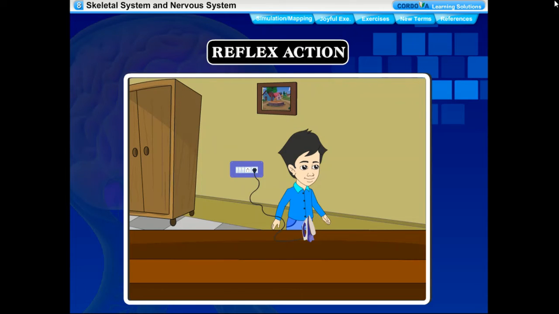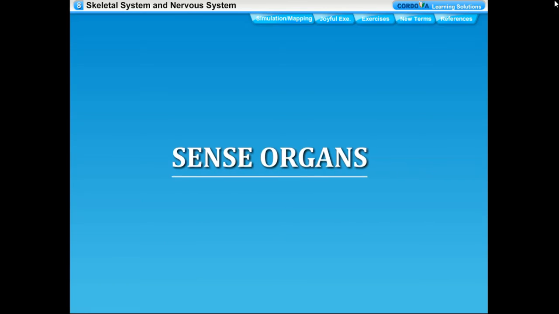Care of eyes. Wash your eyes daily with clean water. Do not read in very dim light and in a moving vehicle. It strains your eyes. Do not watch TV or play computer games for a long time. Never rub your eyes with dirty hands or handkerchief. It may cause infection.